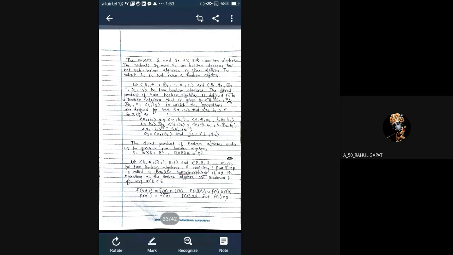Consider A1 A2. These two elements belong to the first Boolean algebra, and for this Boolean algebra, which one is the similar operation for this star 3?